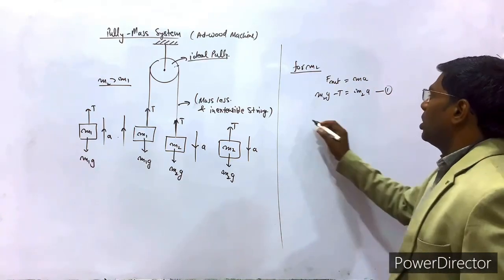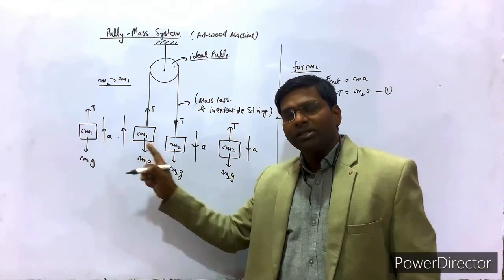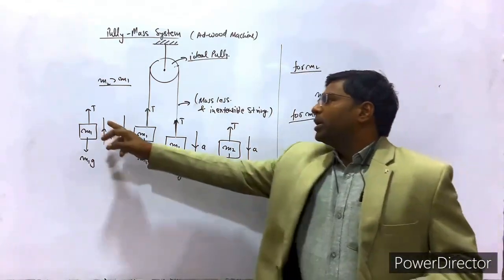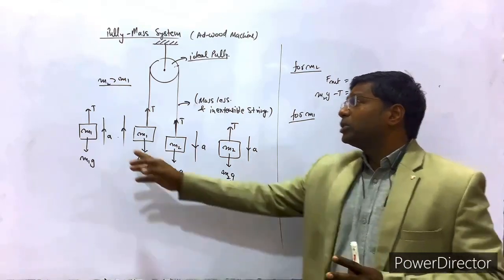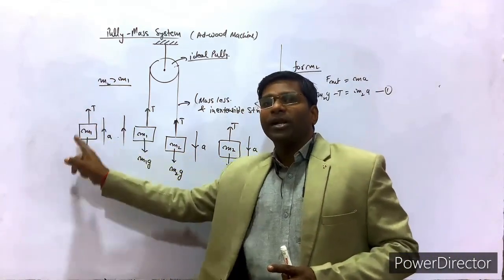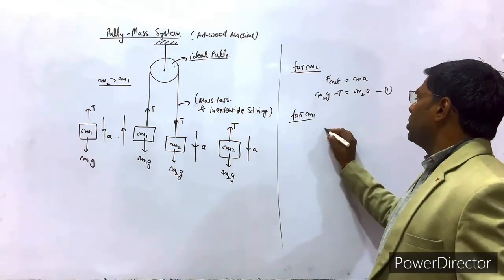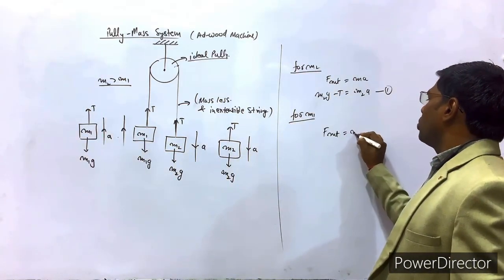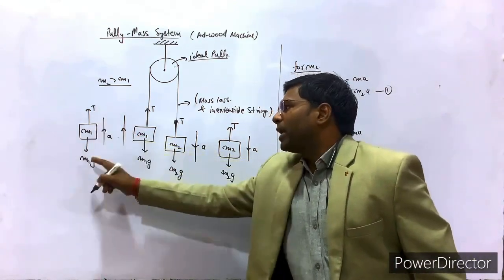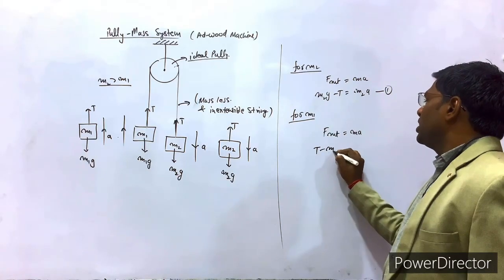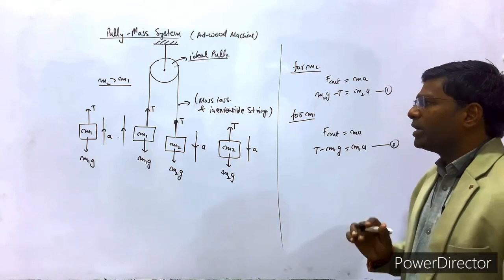Now for M1, two forces are acting: tension T in the upward direction and M1G gravity force in the downward direction. It is going upward, therefore tension must be greater than M1G. For M1 we apply Newton's second law, net force is equal to mass times acceleration, so T minus M1G is equal to M1 into A. This is equation number 2.